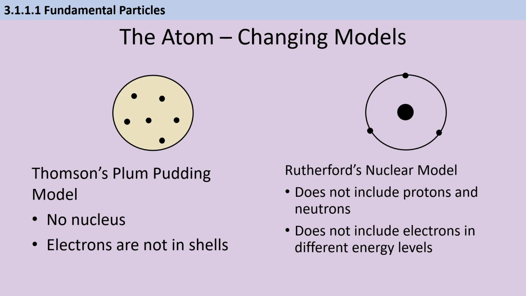You need to appreciate that knowledge and understanding of atomic structure has evolved over time. This hasn't come up a huge amount, but in 2018 we were asked about the differences between the modern model and Thomson's plum pudding model. You should be aware that the plum pudding model has no nucleus and the electrons are not in shells, they're just scattered throughout the atom. And then in 2021 we were asked about Rutherford's nuclear model. This doesn't include protons and neutrons, it just has one undifferentiated nucleus, and then the electrons are not separated out into different energy levels or shells, they all just orbit the nucleus together.